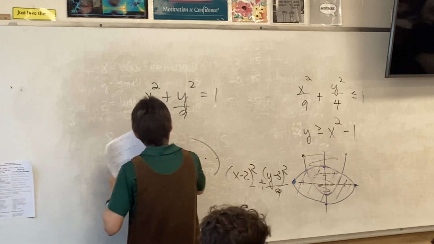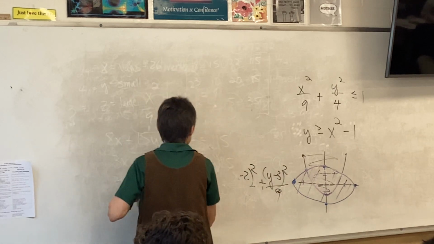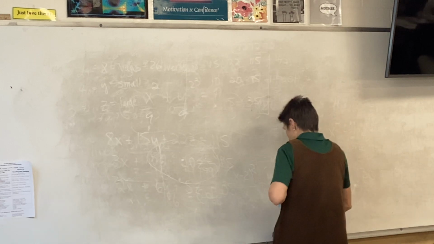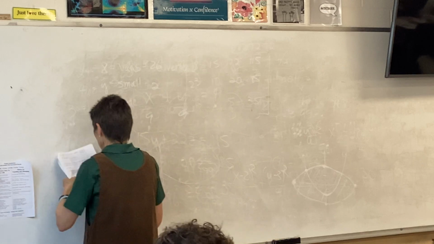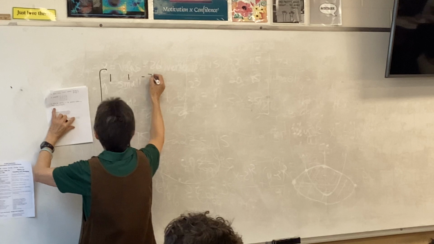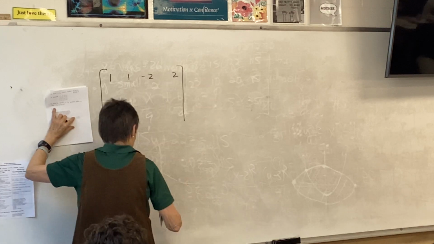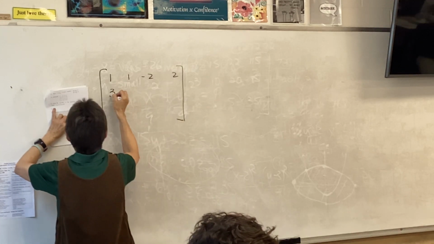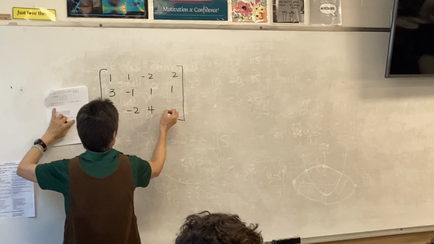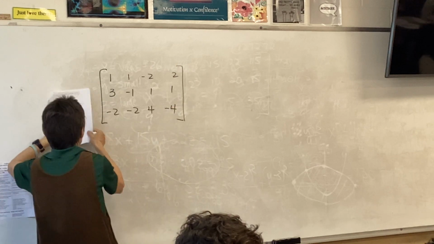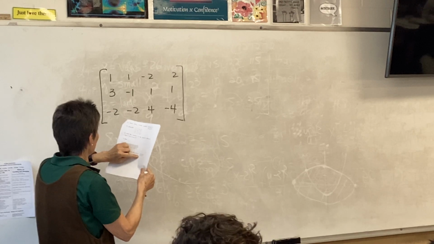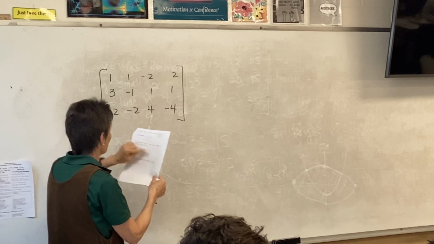Solve using Gaussian elimination. Notice there is no star. So just like you did on your quiz, you're going to have to do this one by hand. So here we go. 1, 1, negative 2, 2. And 3, negative 1, 1, 1. Negative 2, negative 2, negative. Before I get too far into it, let me make sure I've got everything. Okay.